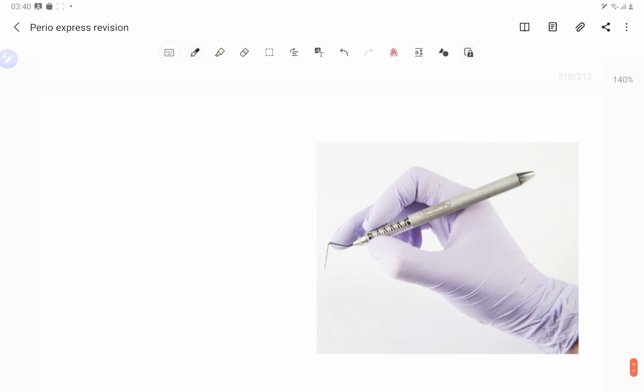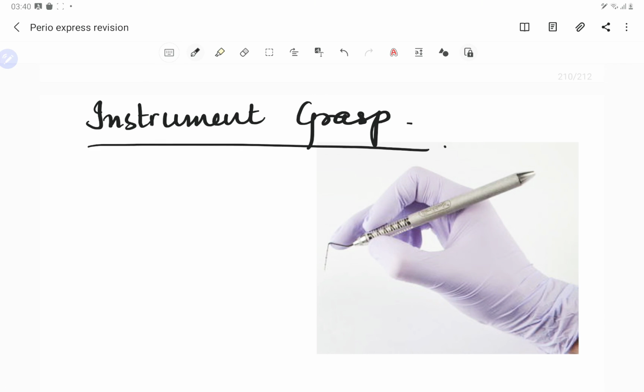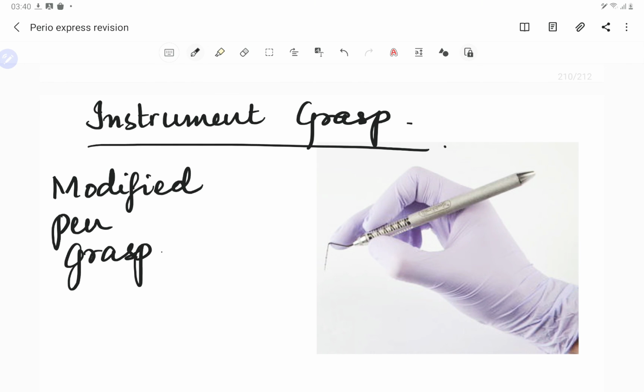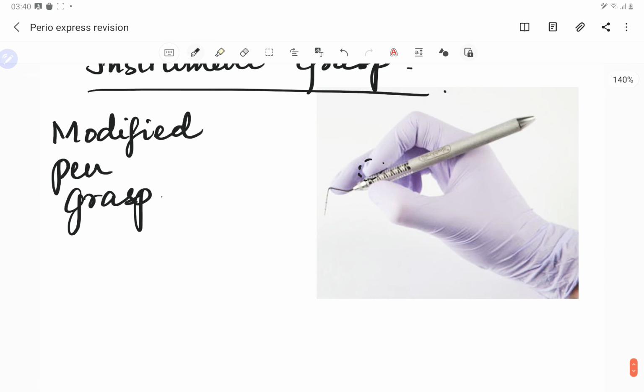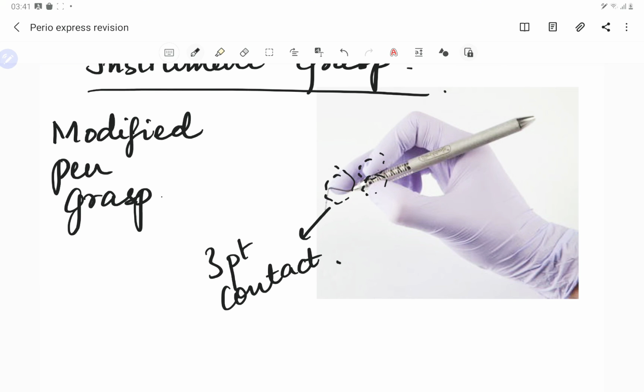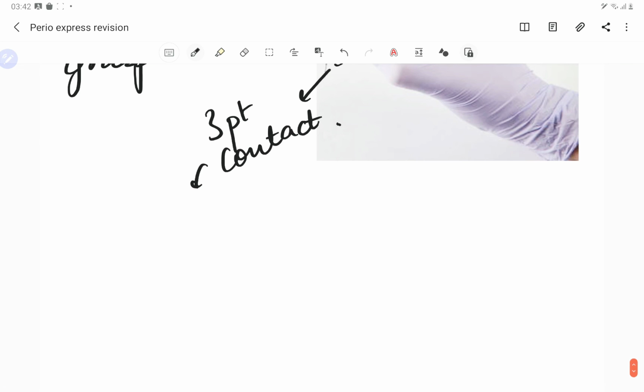Now this is a diagram showing the instrument grasp. So what is the most effective, or we can say the most stable form of instrument grasping, which is our modified pen grasp. As you can see here, it is making 3-point contact with the instrument. So guys, this is a tripod contact, we call it, right?